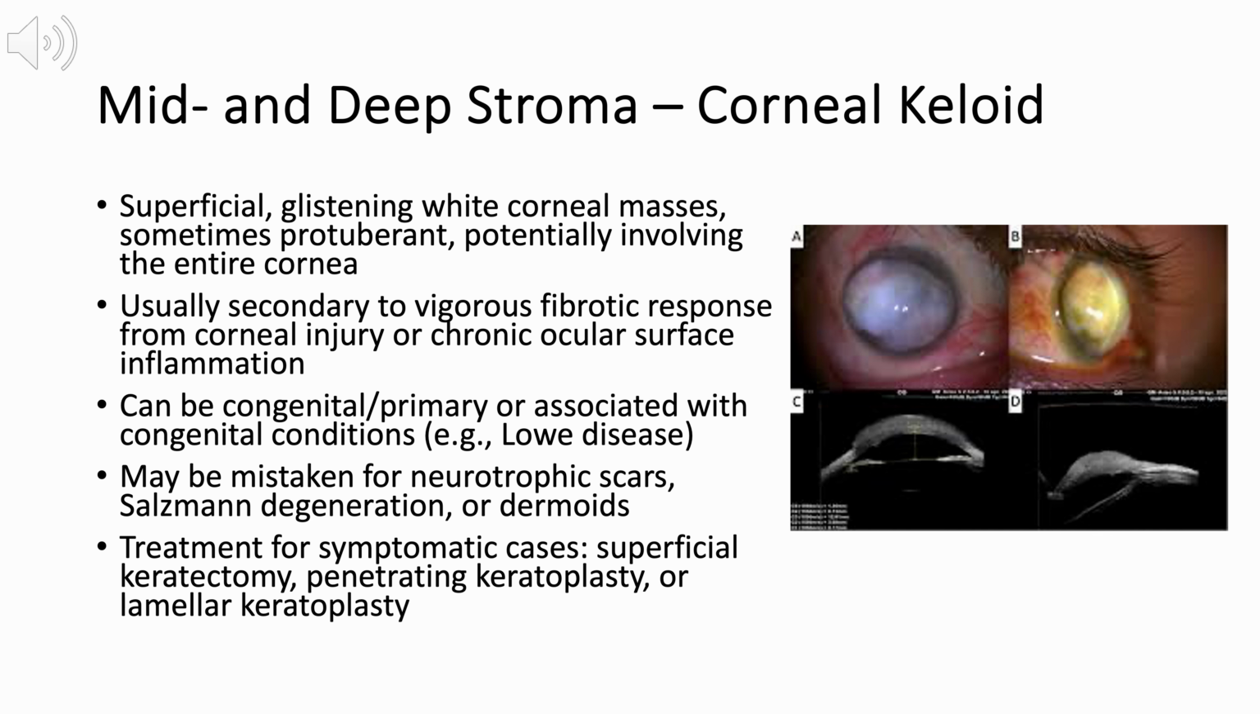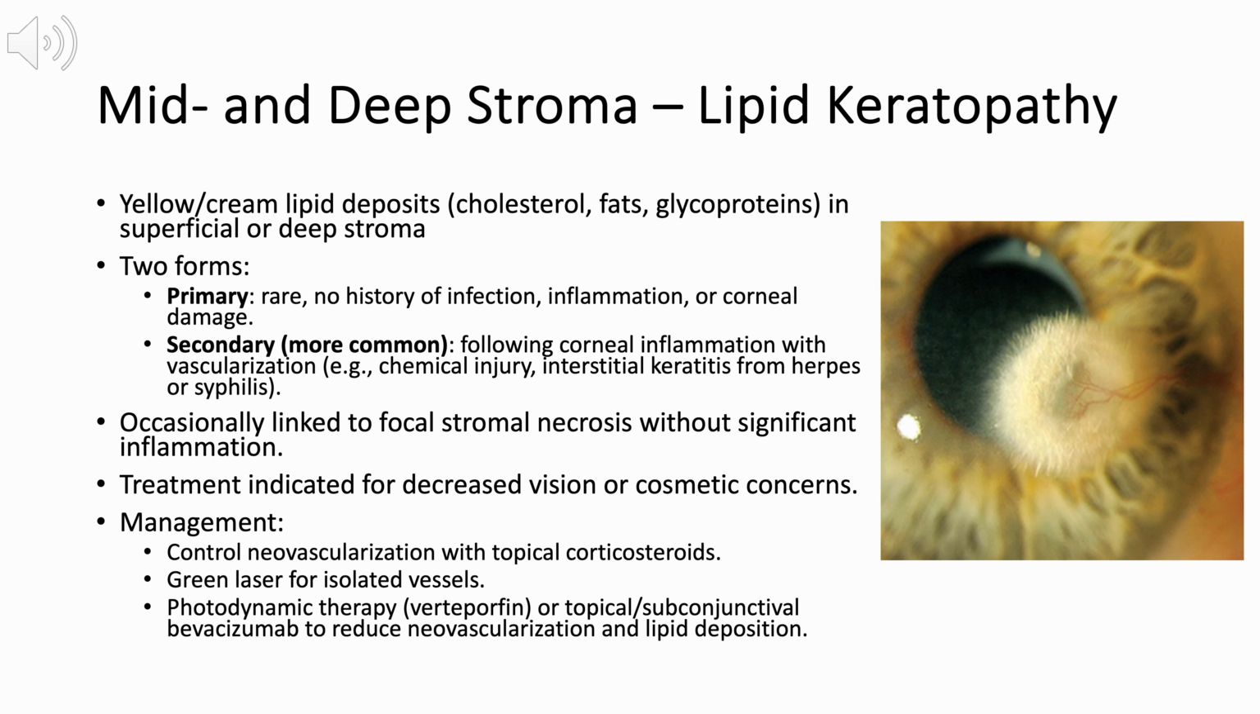For symptomatic cases, treatment options include superficial keratectomy, penetrating keratoplasty, or lamellar keratoplasty, depending on the severity and depth of involvement. Lipid keratopathy is characterized by yellow or cream-colored lipid deposits composed of cholesterol, fats, and glycoproteins located in either the superficial or deep stroma.